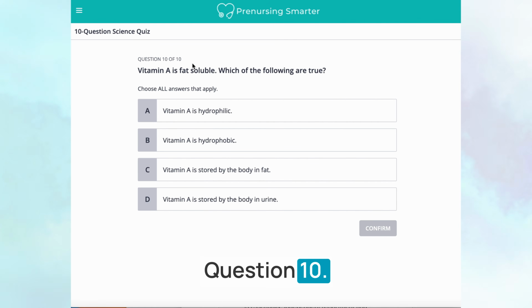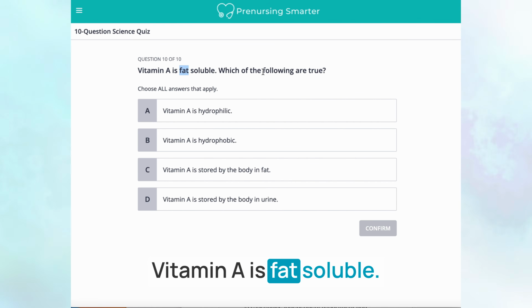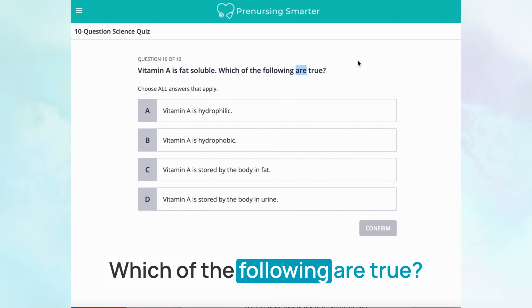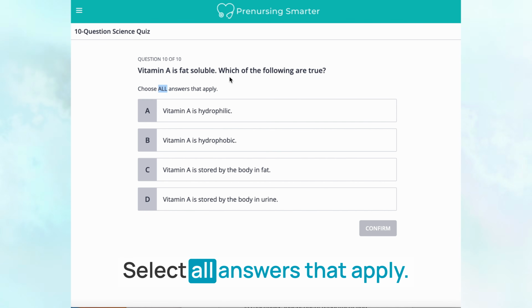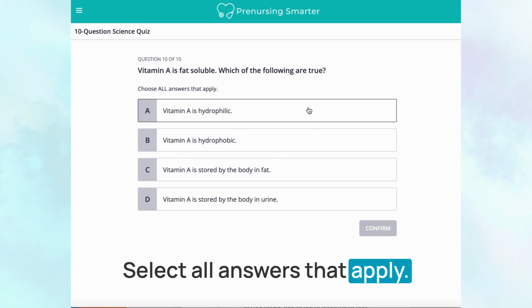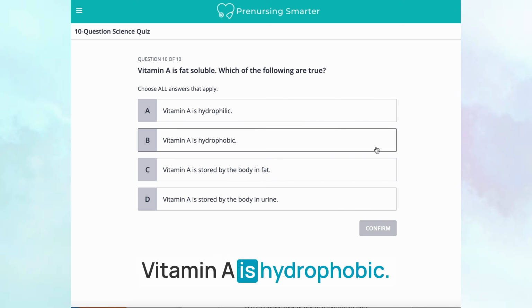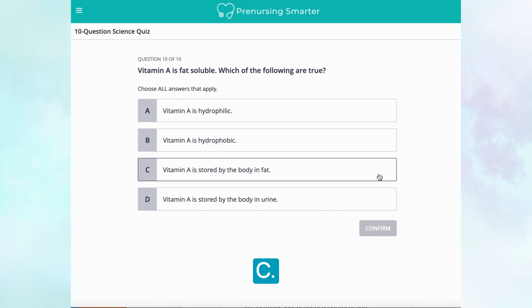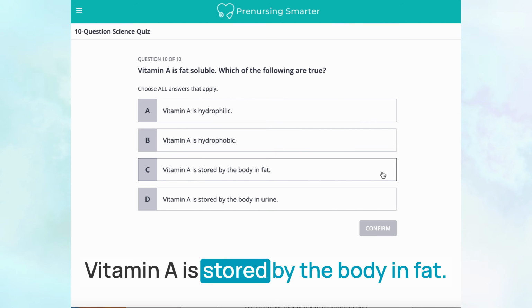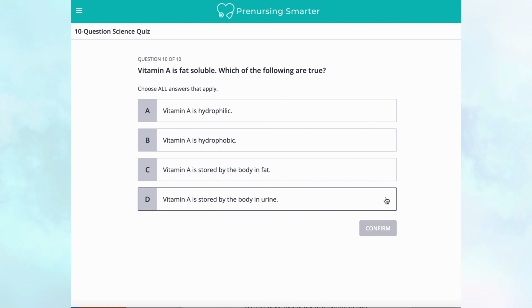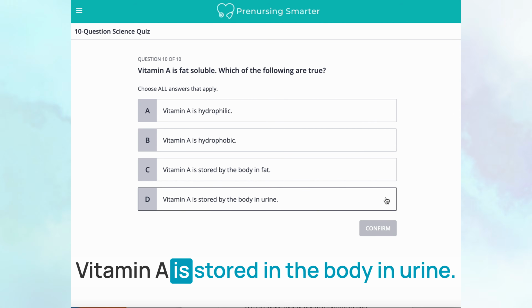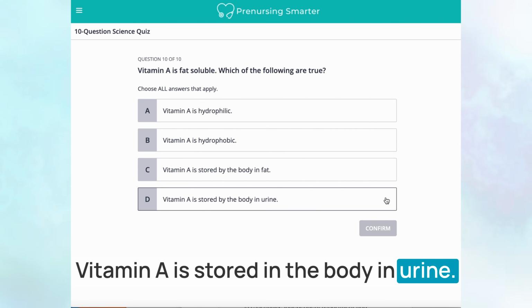Question 10. Vitamin A is fat soluble. Which of the following are true? Select all answers that apply. A. Vitamin A is hydrophilic. B. Vitamin A is hydrophobic. C. Vitamin A is stored by the body in fat. D. Vitamin A is stored in the body in urine.